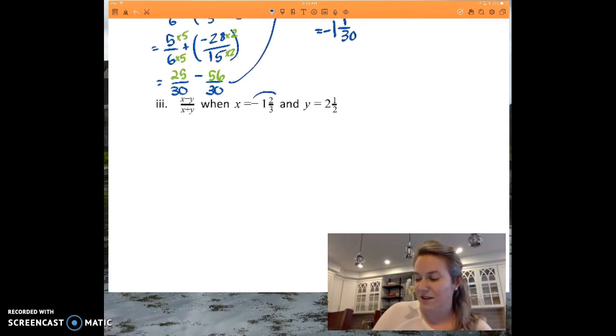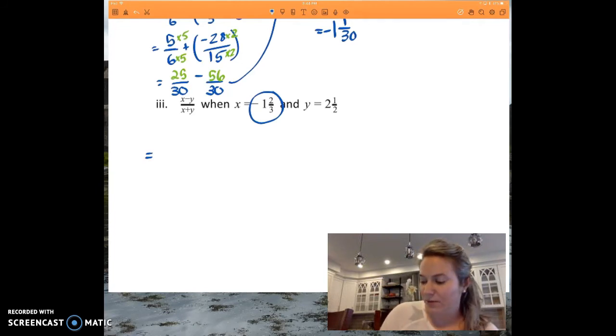Anytime you're dealing with negatives, you need to put them in brackets. So anytime you substitute in a negative number, you need to substitute it in brackets. I substitute everything in brackets just to be safe, but it's the negatives that it's really important for. So watch when I do my substitution. I'm going to start my very first line. X is -1 and 2 over 3, so I'm going to replace that in brackets. -1 and 2 over 3 is X minus Y, which is 2 and 1 over 2.